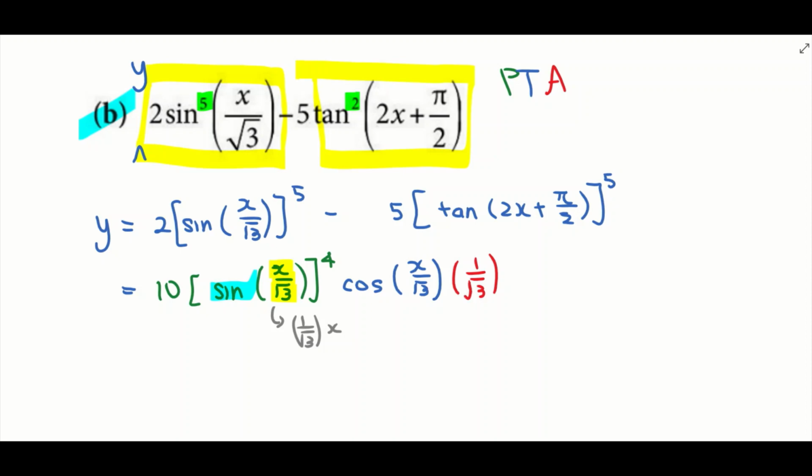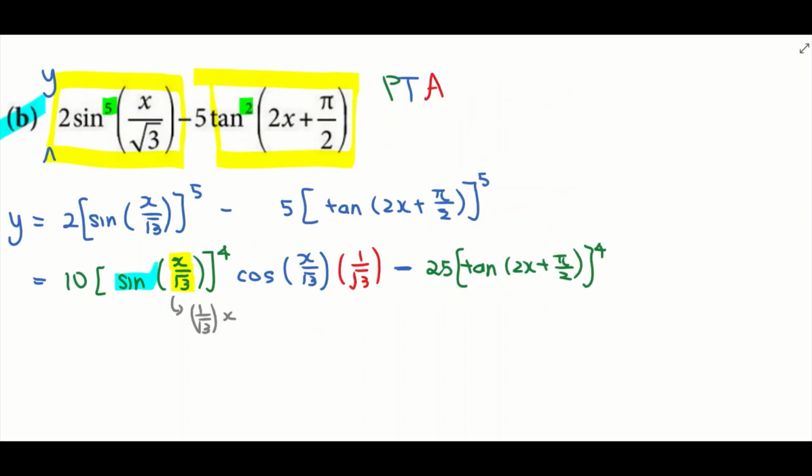Continue minus. Bring down power of the tangent. Sorry, there's a mistake. It should be power 2 for the tangent. So if I power minus 1, it remains as power 1. Then differentiate tangent will give me secant square.